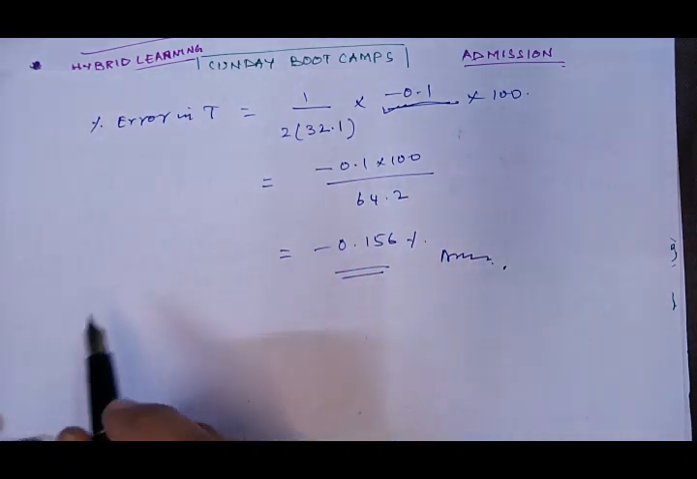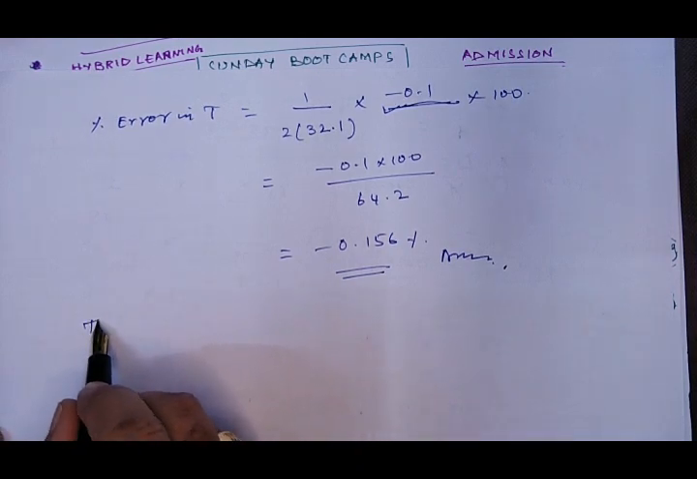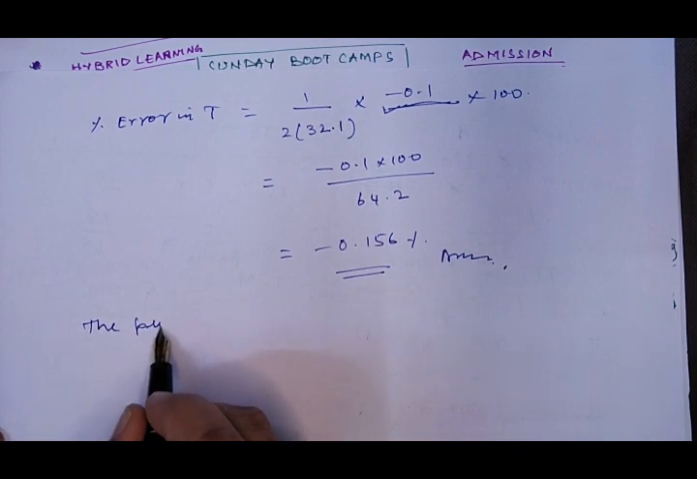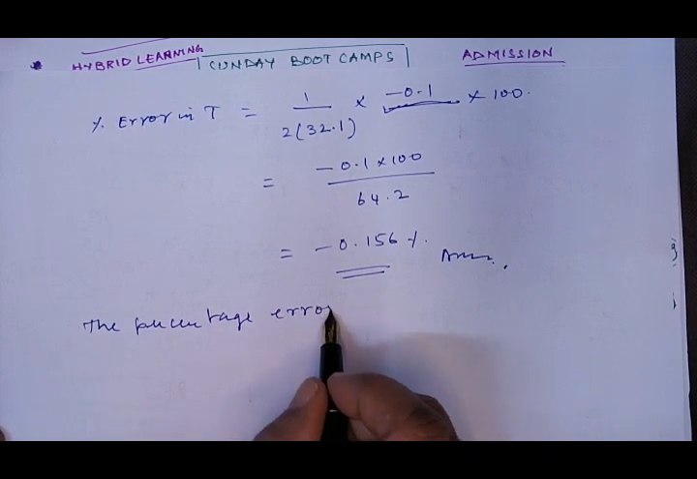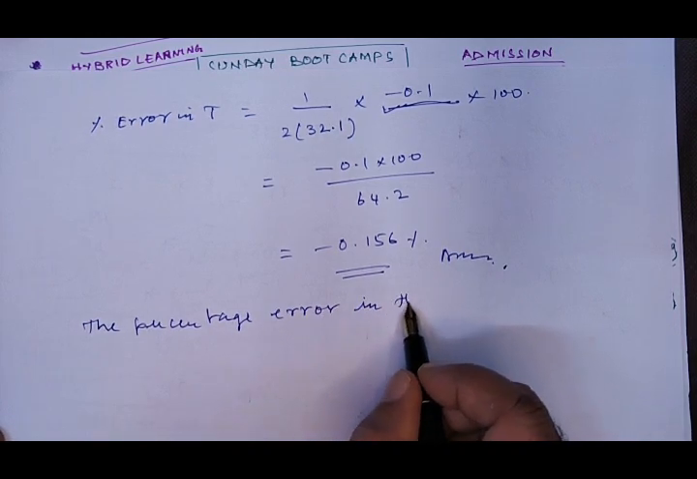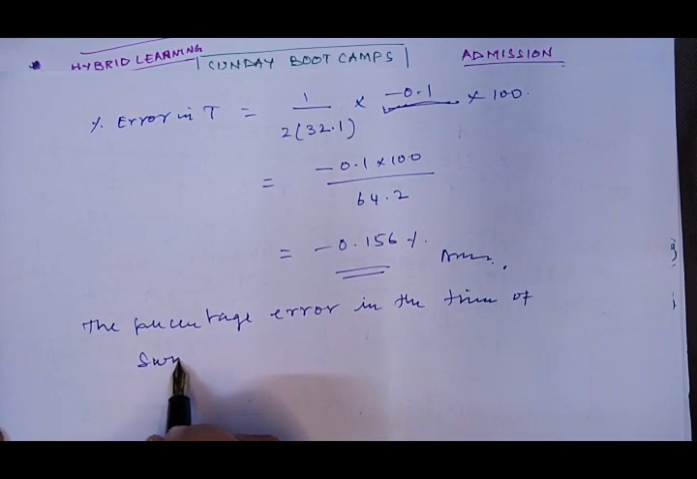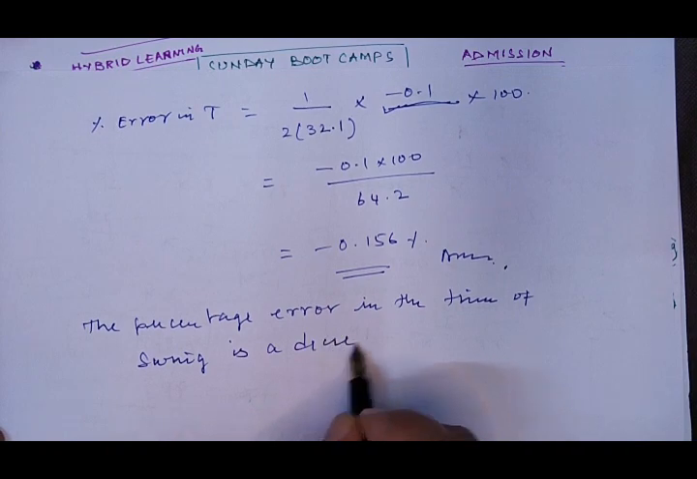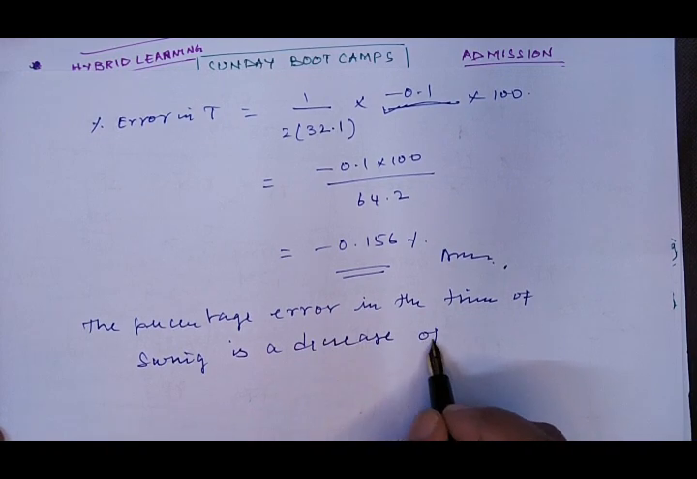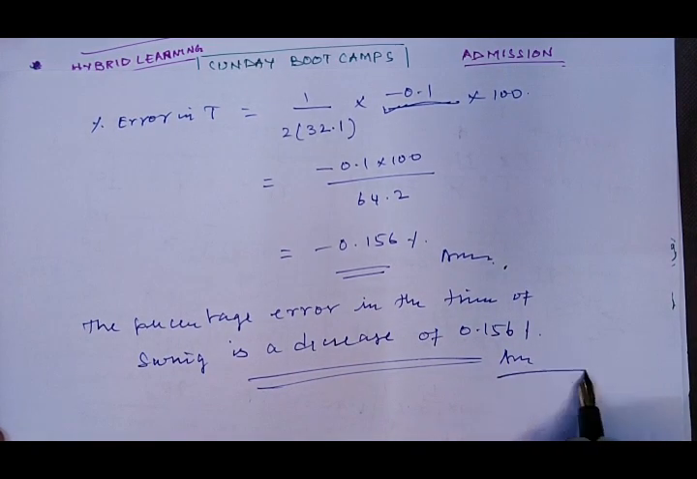You can mention this as the decrease in the swing rate. So the percentage error in the time of swing is a decrease, minus represents decrease, of 0.156%. This is the answer.